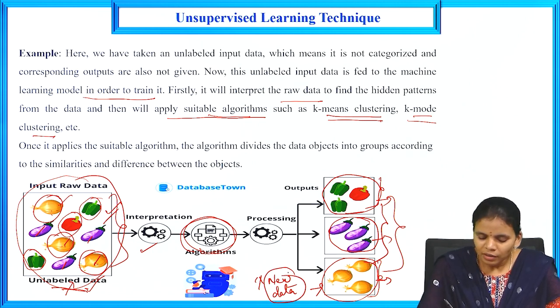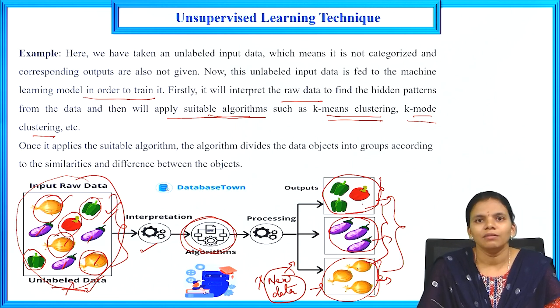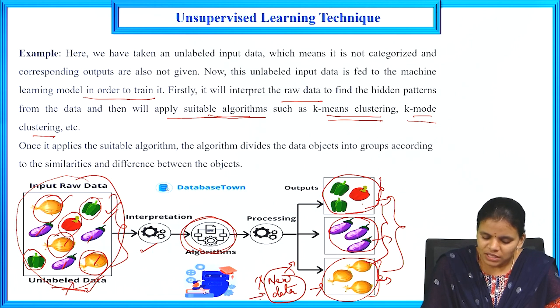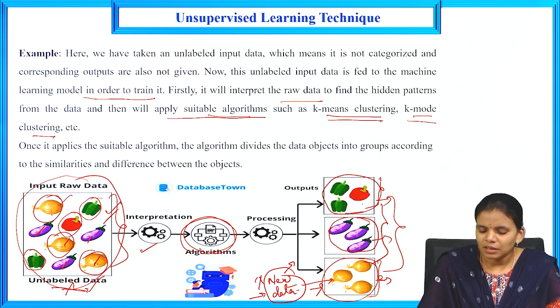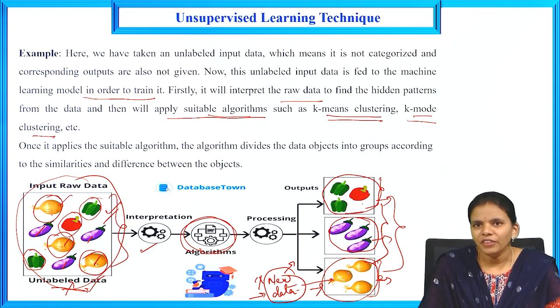It will assign this data point to one of these clusters. It will not predict the exact name of the data point. Based on the feature or property of this new data point, it will assign that data point to the particular cluster which has the same features. So this is how the unsupervised machine learning algorithm works.